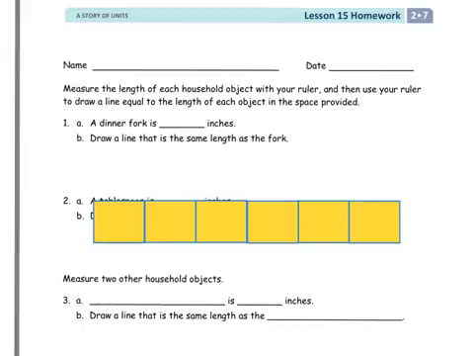The directions state, measure the length of each household object with your ruler. Then use your ruler to draw a line equal to the length of each object in the space provided.